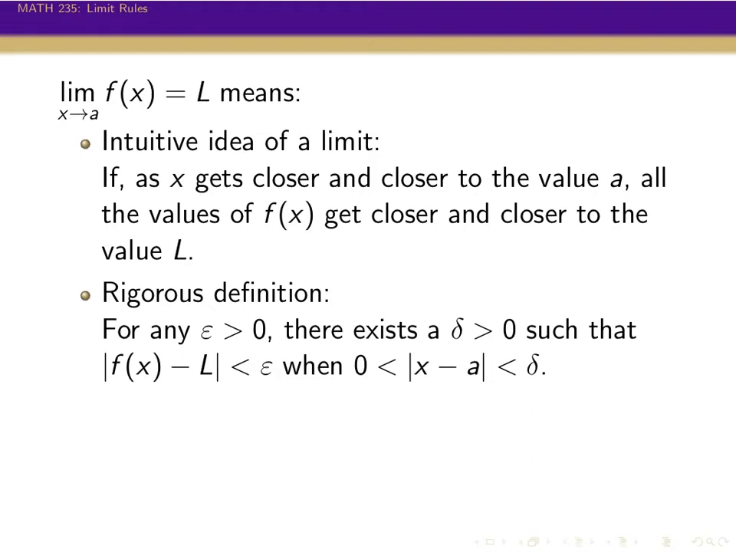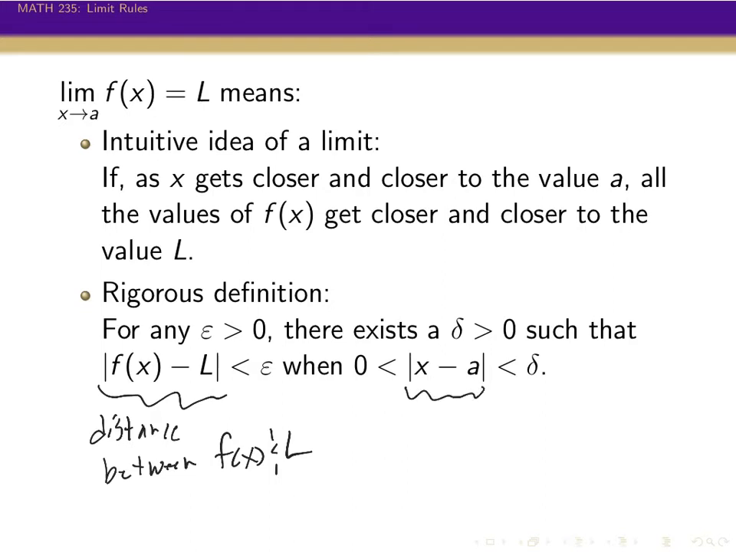when the distance between f of x and L is less than epsilon, and so again recall this absolute value right here, this is looking at the distance between f of x and L is less than epsilon. So the distance between f of x and L is small. Whenever the distance between x and a is less than delta.